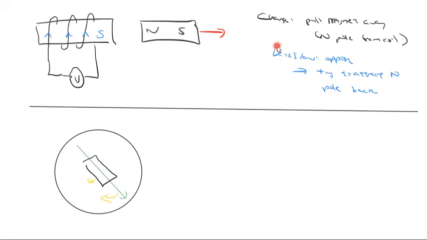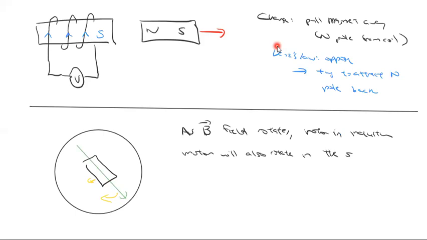So, I mean, it's skipping over the details, but basically, as the magnetic field rotates, the induction in the rotor in the induction motor will also rotate in the same direction. And that's basically how you're going to get that to work. That's how induction motors work.